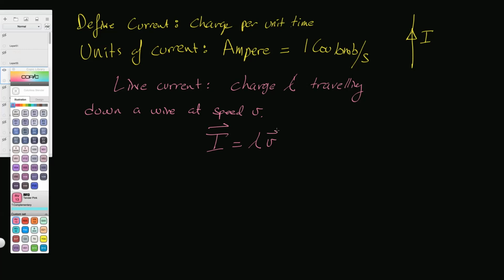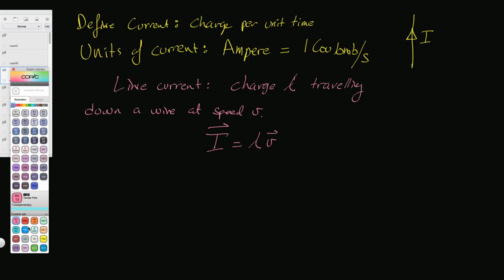Now I know that lambda is usually our linear charge density, but here we're using it only to represent moving charges, not just a static charge. So it's kind of tied to v. All right, so how do we write the magnetic force on a segment of current carrying wire?